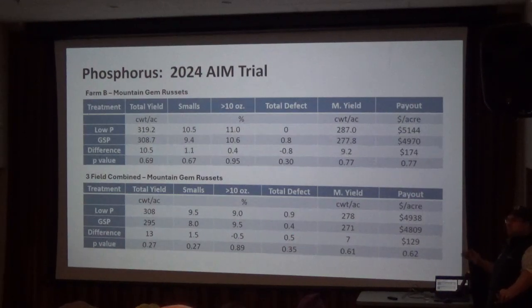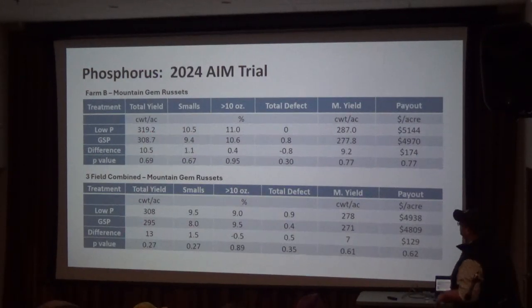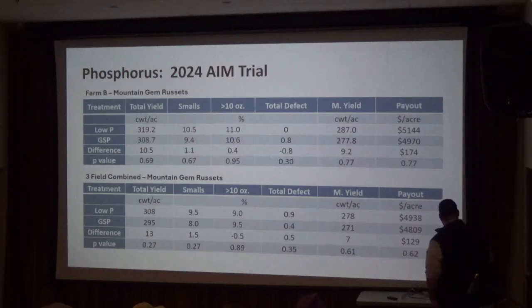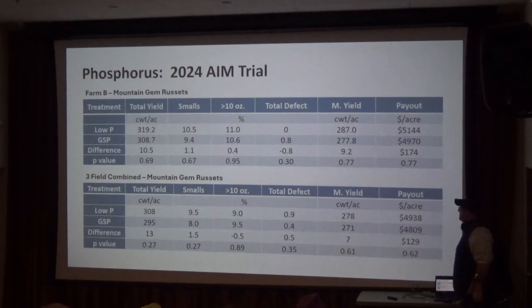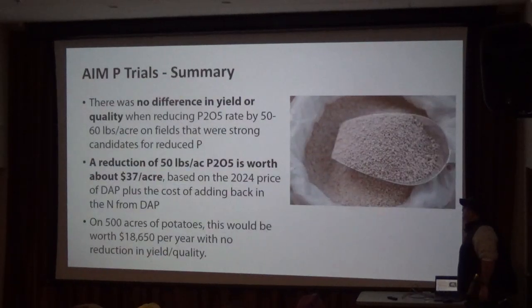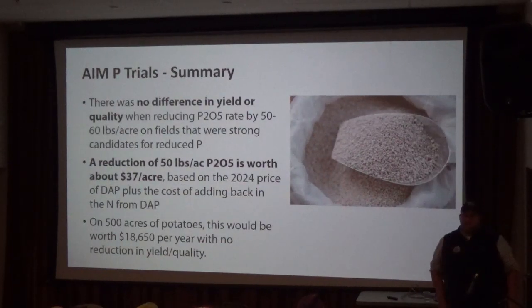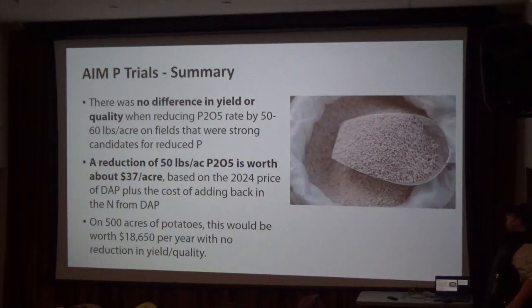So 3 more fields added to the other fields we did. When there is a potential to reduce phosphorus because there is lots of phosphorus there and it's not being bound, we have not seen a reduction in yield by reducing phosphorus. What does that mean economically for you? A reduction of 50 pounds an acre of P2O5.